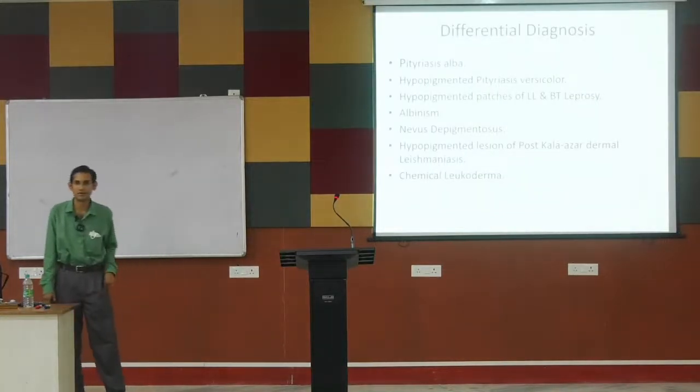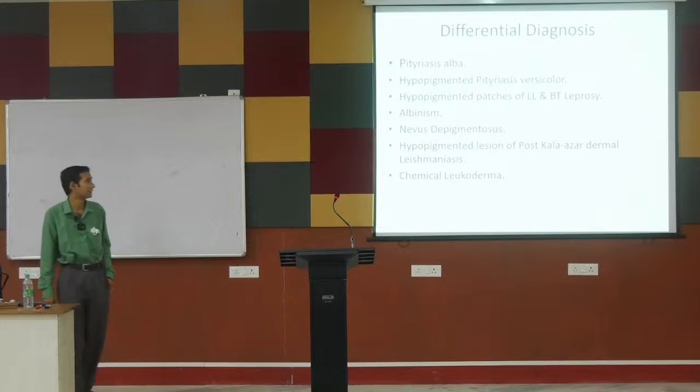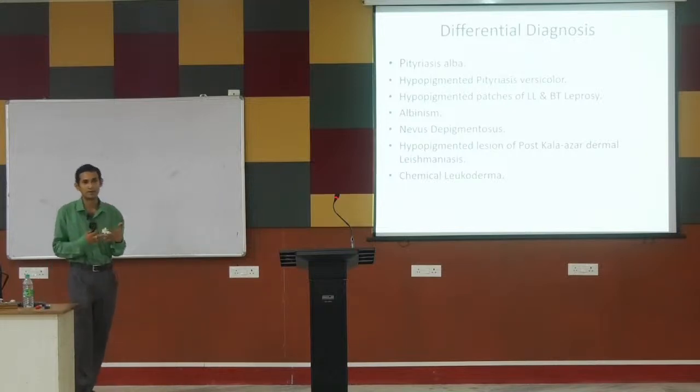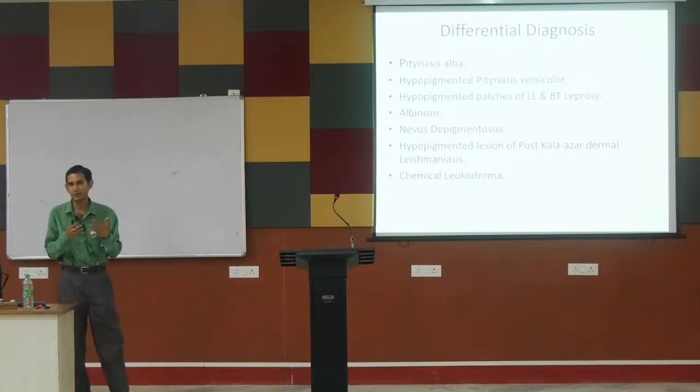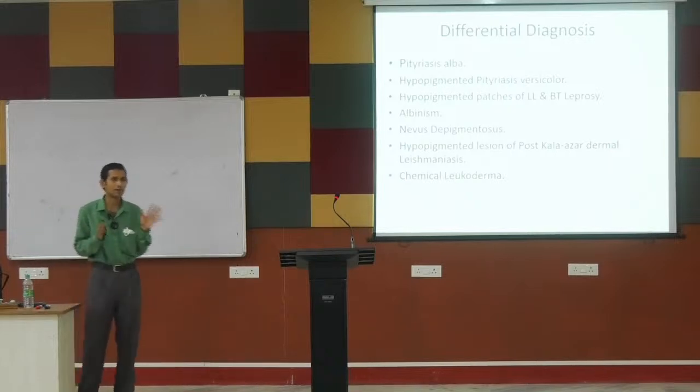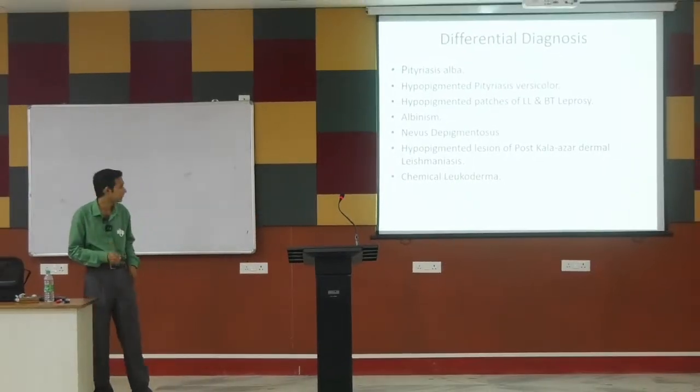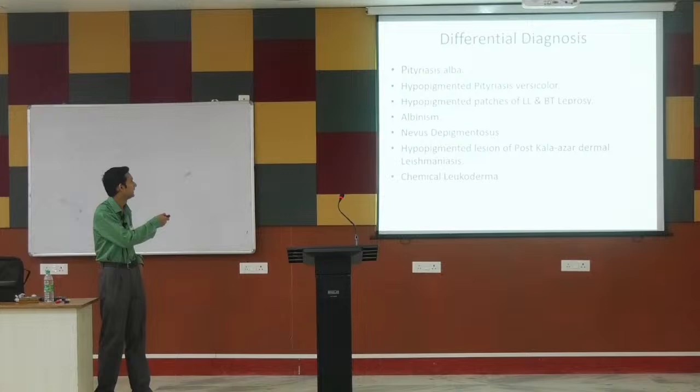And now coming to the differential diagnosis. So what are the differential diagnoses? Vitiligo moto dekhte kintu vitiligo noy. The hypopigmented or depigmented patch which is akin to vitiligo but not vitiligo. It looks like vitiligo but is not vitiligo. So what are the differential diagnoses? Most important thing is pityriasis alba.